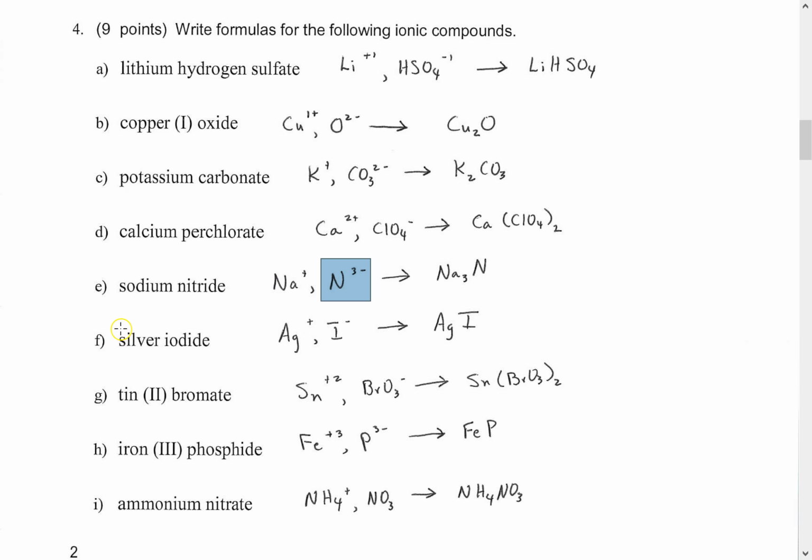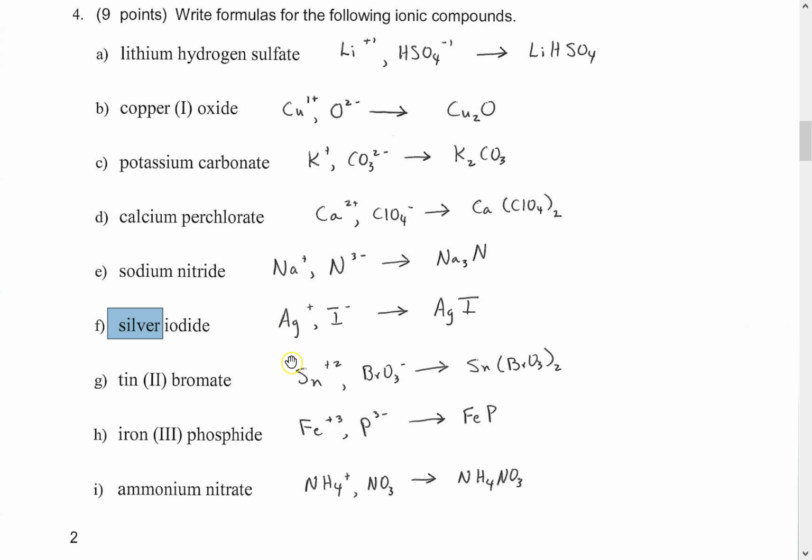Silver was one of the 3 special transition elements you need to memorize. It's always a +1. And iodide, again, we're talking about the monoatomic anion, IDE. So it's a -1, I minus 1. So a crisscross will need 1 of each.